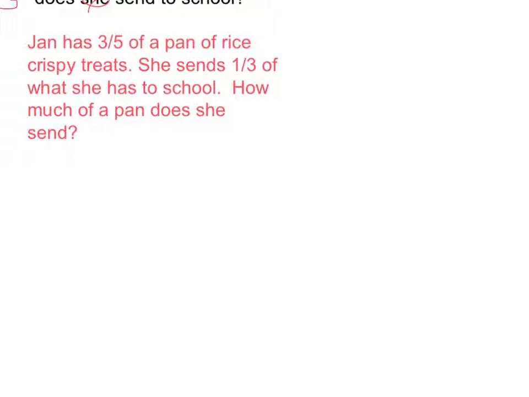Let's look at one more version of this. Now Jan has 3/5 of a pan of Rice Krispie treats, and she sends 1/3 of what she has to school. How much of a pan does she send? Well, let's try again with our little diagram. Here's the whole pan. How much of the pan does she have at the beginning? 3/5. So I need to divide this into fifths.